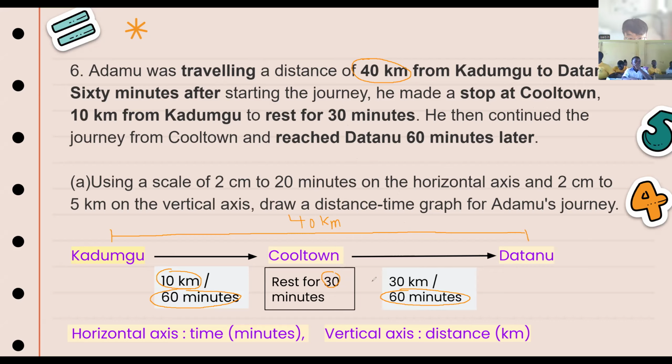And we got 30 kilometers here, because we know the total distance is 40 kilometers. But Adamu already walked 10 kilometers, so he has 30 kilometers left to walk. So yeah, we get 30 kilometers here. So using this information, we can draw the graph.